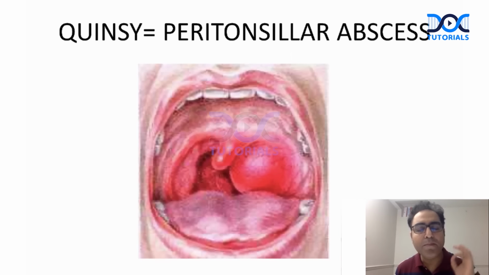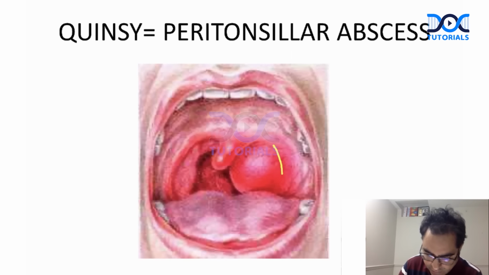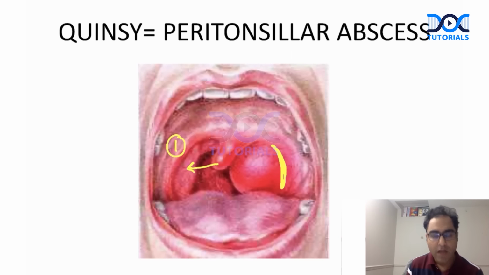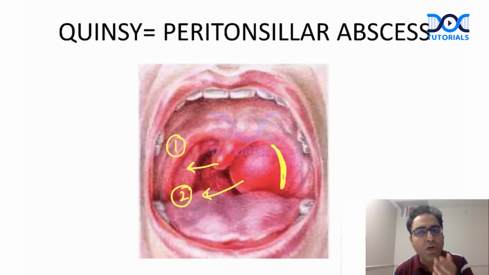Let us do the next very important topic of pharynx, quinsy or peritonsillar abscess. Basically, there's a collection of pus between the tonsil and its bed, and that pus is pushing everything to the other side. The two clinical findings on examination are: number 1, the uvula is pushed to the other side. Number 2, the tonsil is pushed medially. So it's a collection of pus between the tonsil and its bed. Therefore, the uvula is pushed to the other side, and the tonsil is pushed medially.